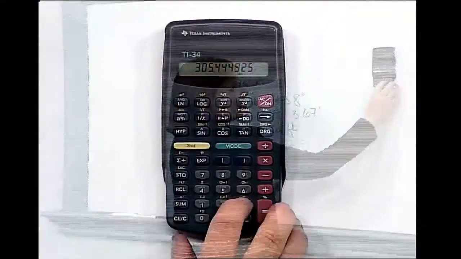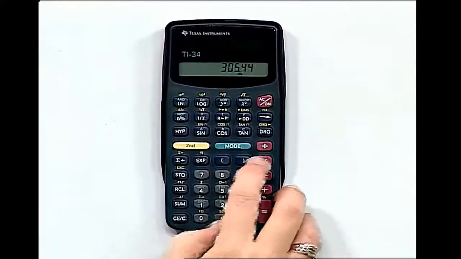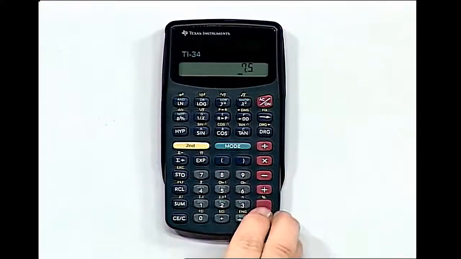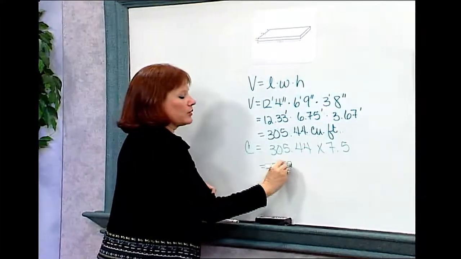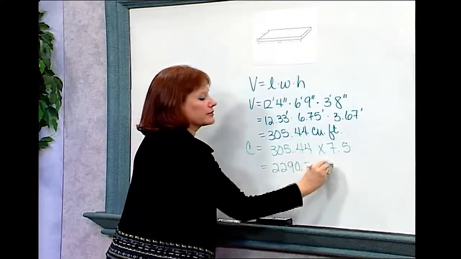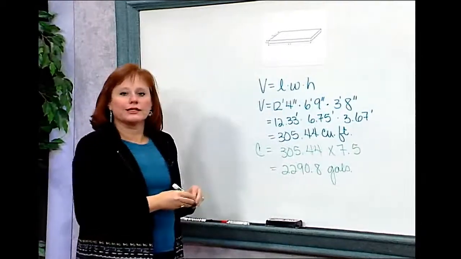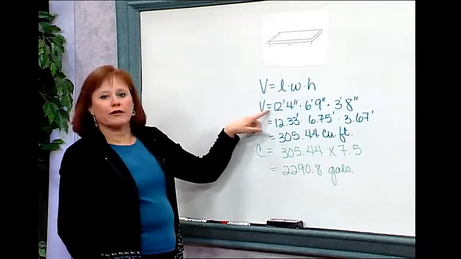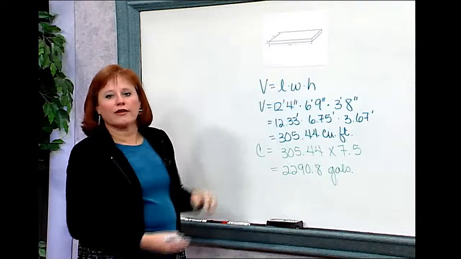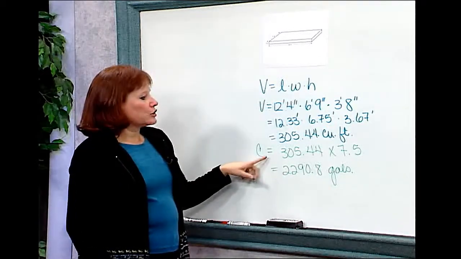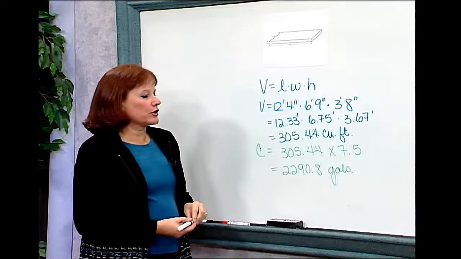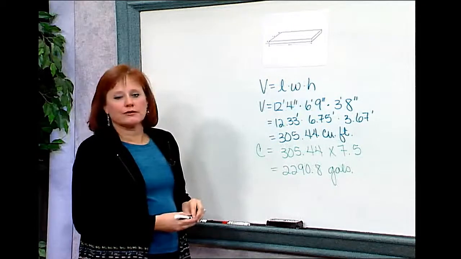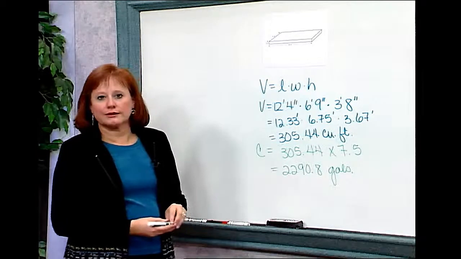I'm taking the number of cubic feet times the number of gallons each cubic foot will hold. So crossing to my calculator, I'll take 305.44 times 7.5, and I see on the calculator I have 2,290.8. So my capacity is 2,290.8 gallons. In doing this problem, I needed to do 2 conversions. I needed to change my feet and inches to feet measurements to find the volume of the box, and then I needed to change the capacity by multiplying the number of cubic feet times the number of gallons per cubic foot, giving me a capacity of 2,290.8 gallons.